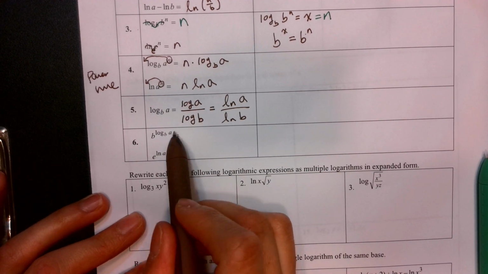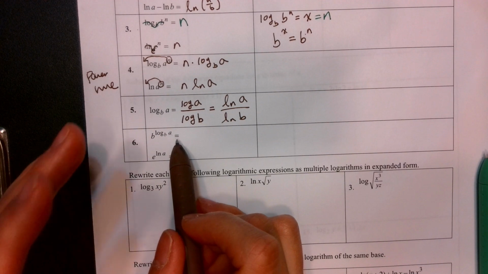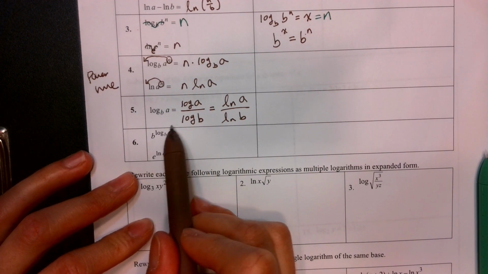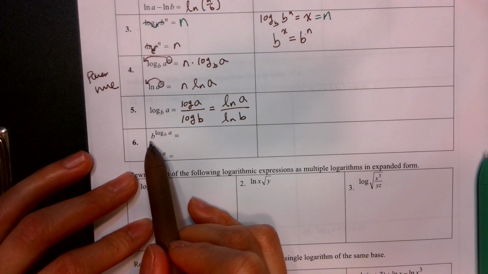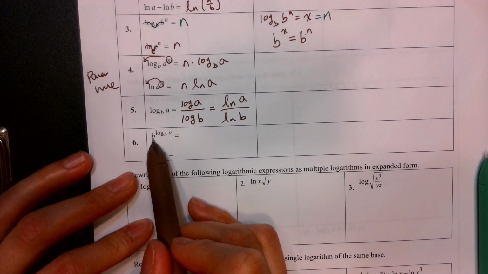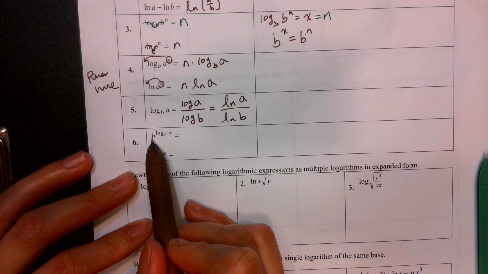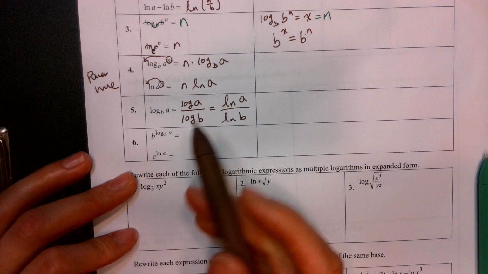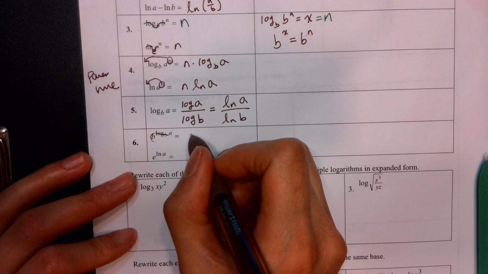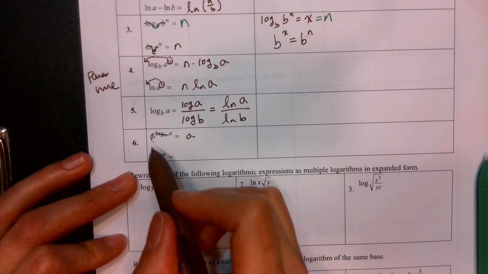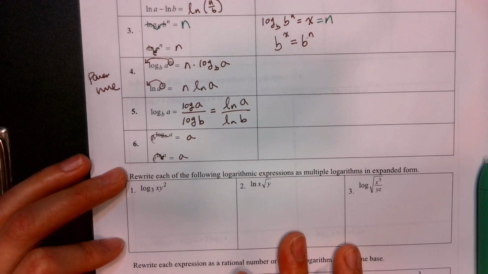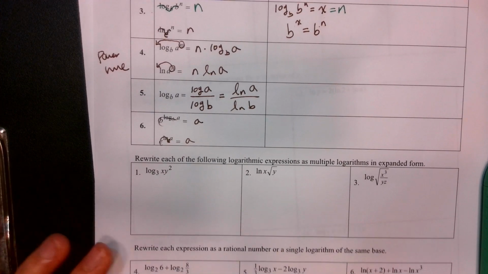Number 6 is the inverse property. So this is in exponential form, guys. Zoom out a little bit so you can see the big picture. In exponential form, you have a base and an exponent. What's your base? B. What's your exponent? Log base b of a. Notice that the base of the exponential form and the base of the logarithm in the exponent are the same thing. That means you can cross them out and it just becomes the a. Same thing with the natural log. It just becomes the a. All of that is super important.